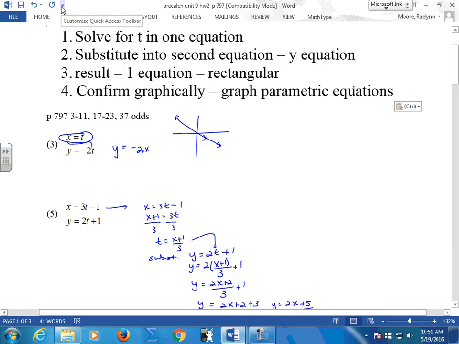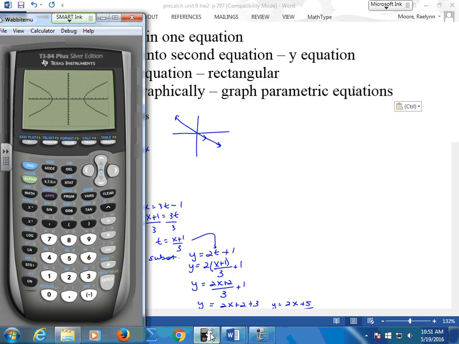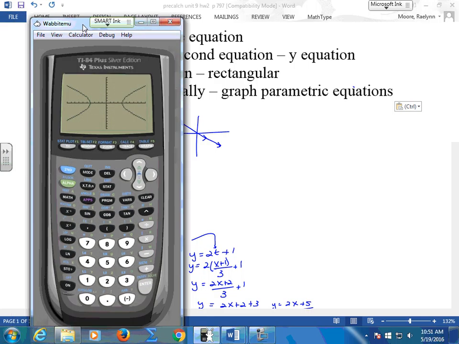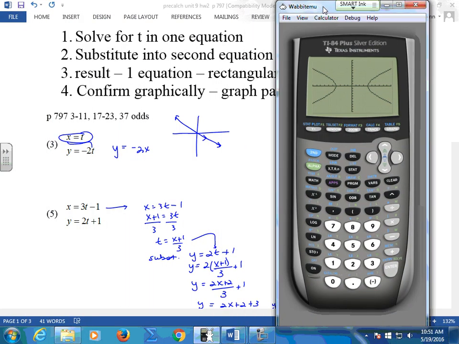We said, when we have a parametric, we should be able to graph these two and see what it looks like. So let's graph them. This is the easiest way for you guys to see this. So we put our calculator in parametric mode. We're in parametric mode. We come here and we're going to put these two equations in.